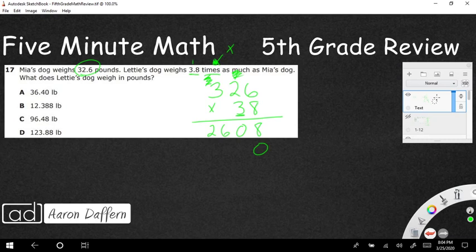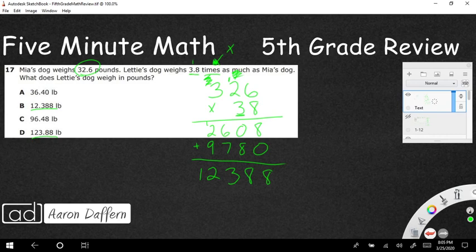3 times 6 is 18. And then 3 times 2 is 6. Add the 1, that's 7. 3 times 3 is 9. And let's see what we have here. Add these up. 8, 8, 3. That's 13, so that's going to be 12. So it looks like I've got 12,388 maybe. But look, I've got 12.388 or 123.88.